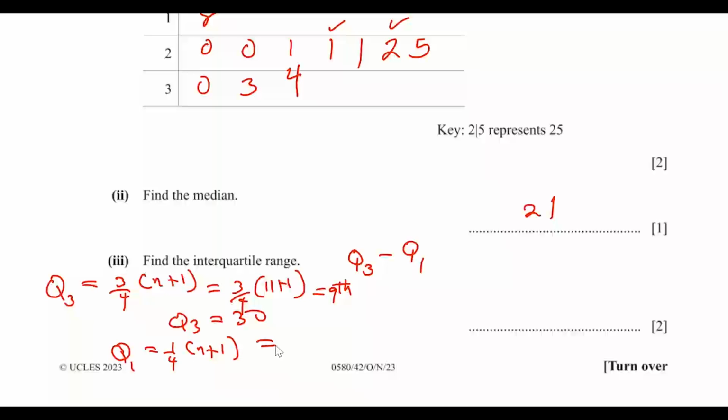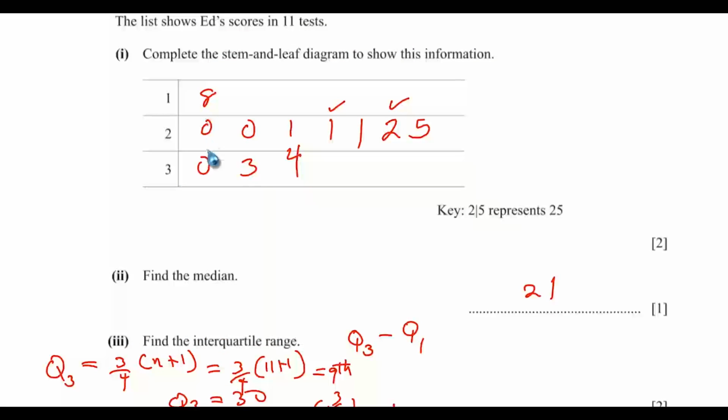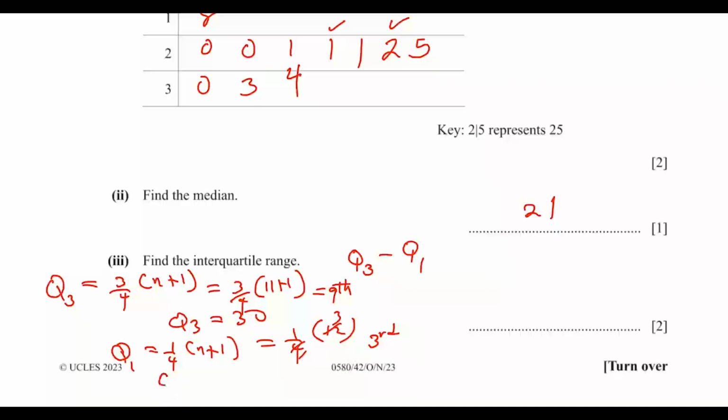So this will be equal to 1 out of 4. So n is 11, 11 add 1, that will be 12. Okay, so 4 here 1, 4 here 3. So 3 times 1 is 3. So that means the first quartile is the third number. So that will be 1, 2, and 3. That will be 20. So Q1 equals 20.